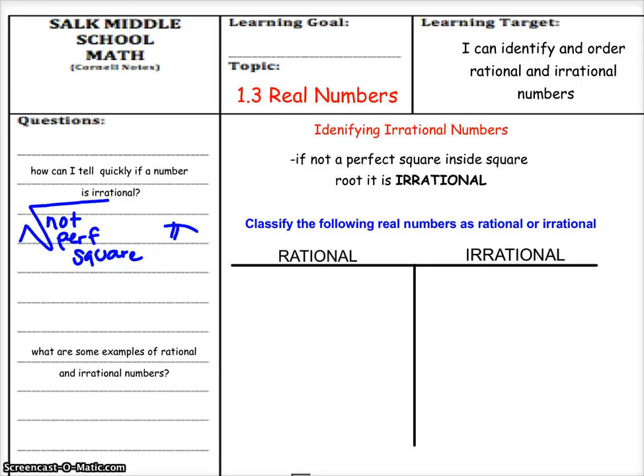So if I have something like this, the square root of 32, that's not a perfect square. I would say that's irrational, okay? Everything else in the whole entire universe is rational. All right? So these are irrational. If it's not a perfect square inside the square root, it's irrational. Everything else is rational.